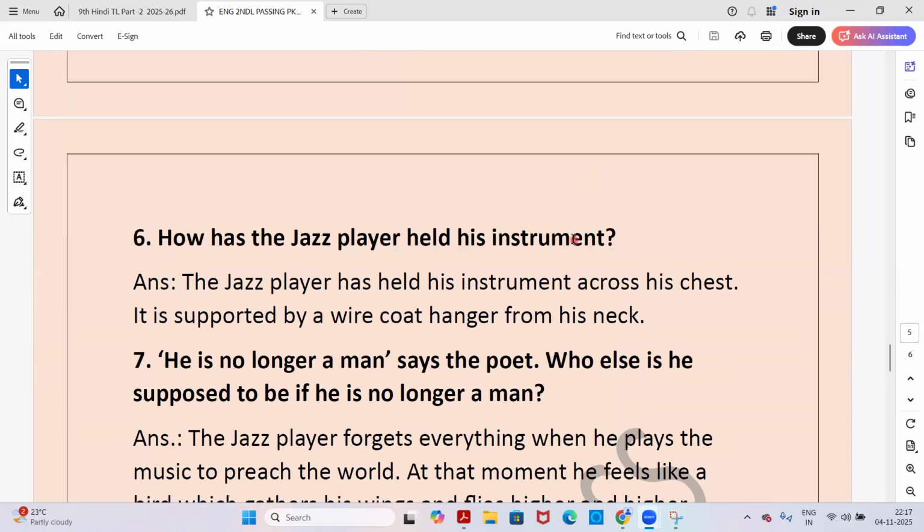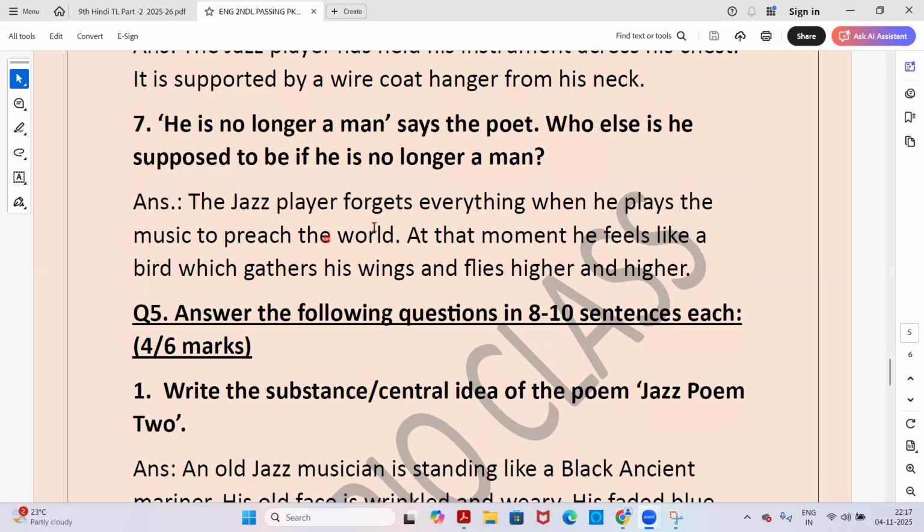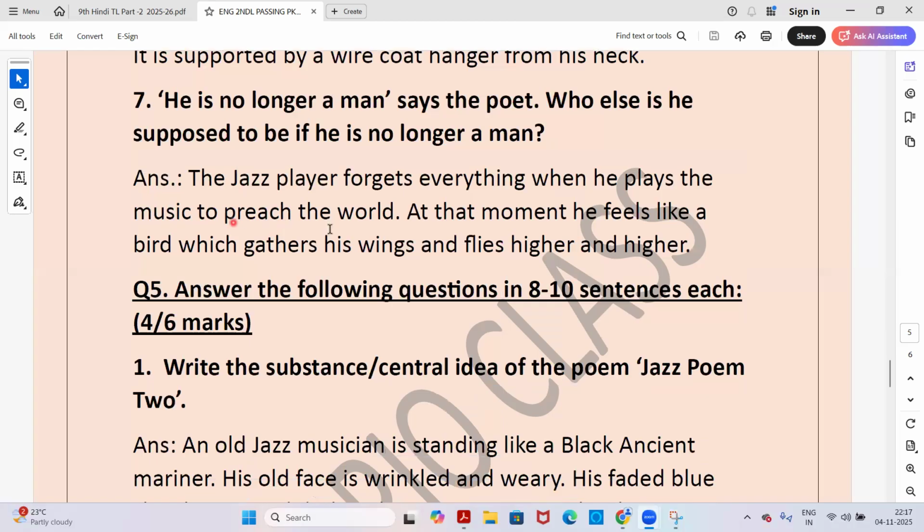Next question. How has the jazz player held his instrument? Answer. The jazz player has held his instrument across his chest. It is supported by a wire coat hanger from his neck. Next, seventh question. He is no longer a man, says the poet. Who else is he supposed to be if he is no longer a man? Answer. The jazz player forgets everything when he plays the music to preach the world. At that moment, he feels like a bird which gathers his wings and flies higher and higher.